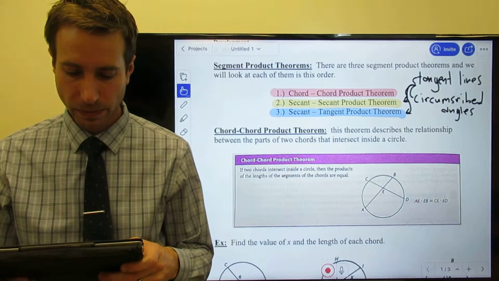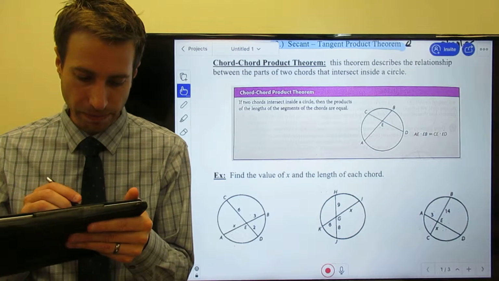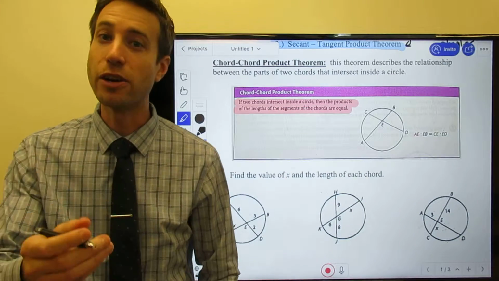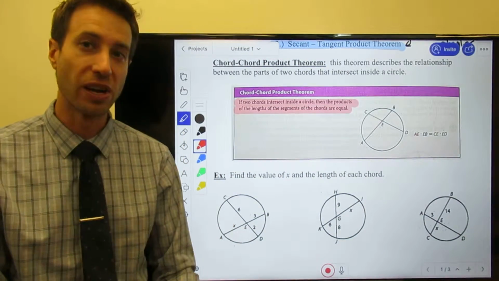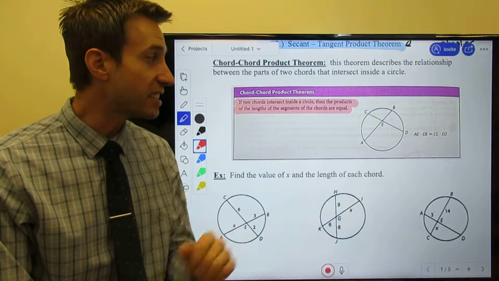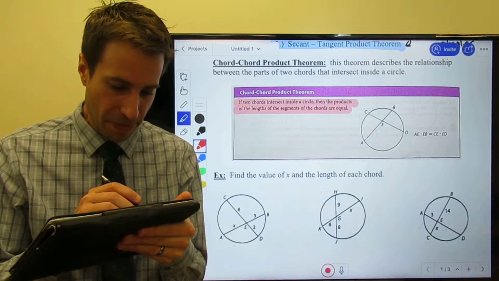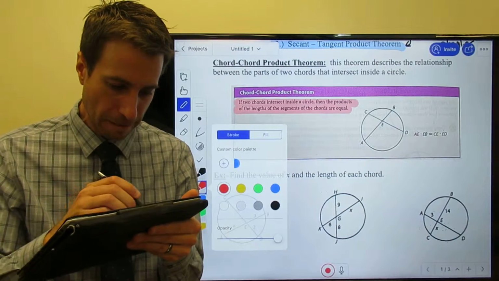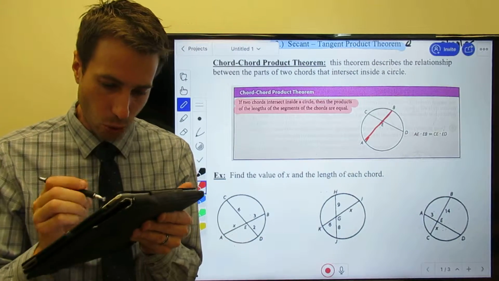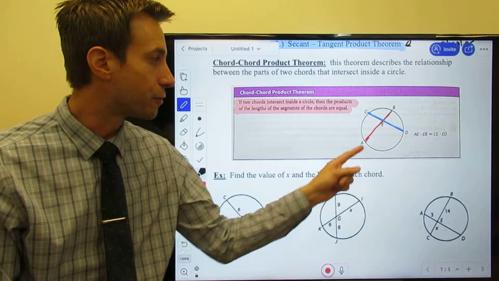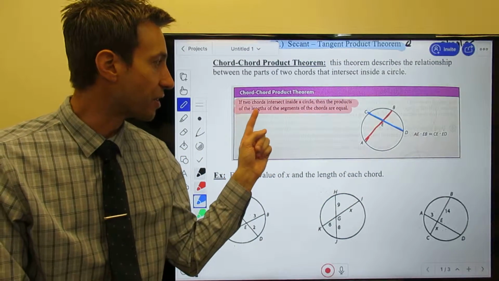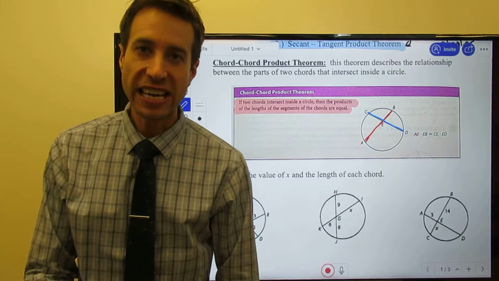The first one, the chord product theorem. Here you go. Actually, the theorems are not too terribly difficult. Here's what it says. If you have two chords that intersect each other inside of a circle, so look, I've got two chords. I have chord AB, and I have chord CD. I have two chords, they intersect each other at point E. If that's the case, then the product of the lengths of the segments of the chords are equal.